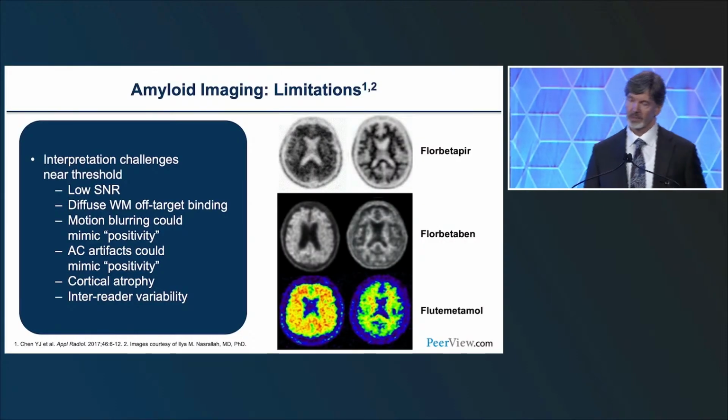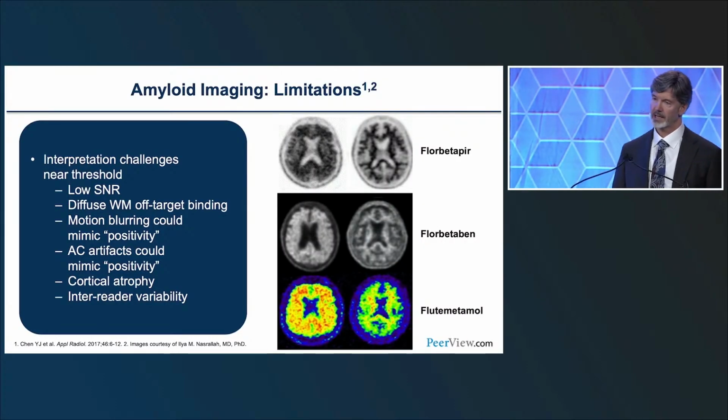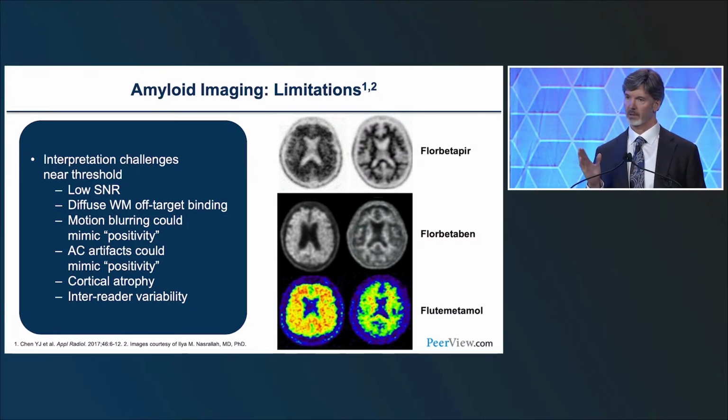Okay, there are some limitations. I mentioned a couple. One other thing I just want to mention quickly is motion. Motion on a negative PET scan will drag that white matter around and blur it, so it may look like there's not as much contrast.